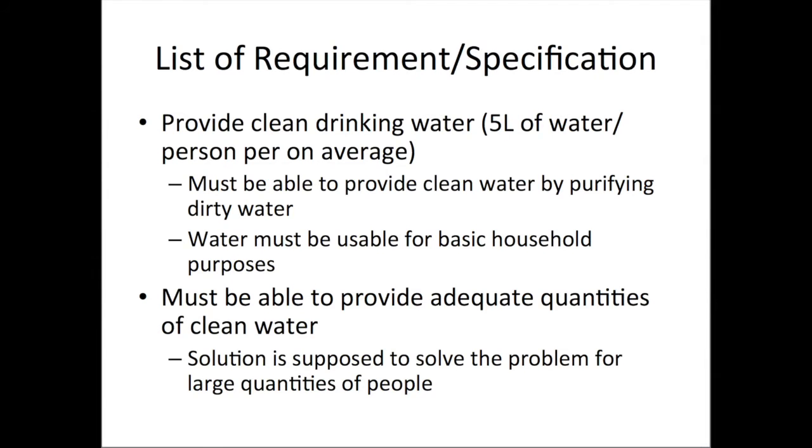To tackle these problems in rural areas, we have come up with a solution, the solar still. And this design will be explained by my colleague in a later slide. One of the requirements for our solution is that it needs to provide clean drinking water, approximately 5 liters per person per day. And this water must also be usable for basic household activities such as cooking, drinking obviously, and sometimes even showering. And the water must be provided in adequate quantities because it is being used in large rural areas where there are lots of people.